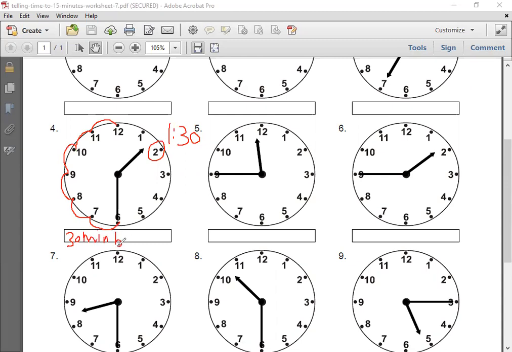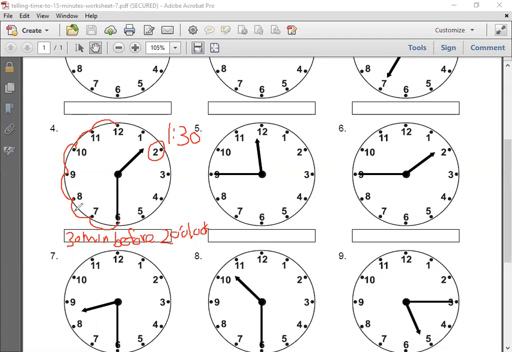before 2 o'clock. Why? Because the time now is not 2, it's 1:30. We want to know how many minutes are left to be 2. So we're going to count how many minutes are left for the minute hand, which means we're going to count after the minute hand.